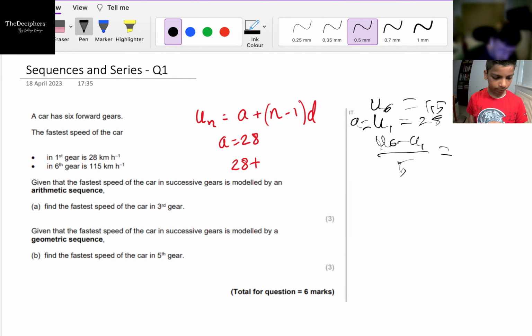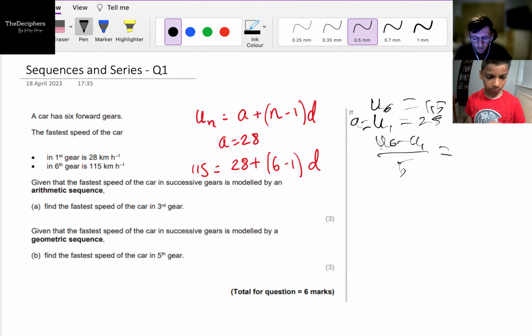U6 is 115. N is 6. And we're working out D. So we've got 115 equals 28 plus 5D. And that's where the 115 take away 28 divided by 5 has come from. Just so we've explained that clearly. We found out that was 17.4. So that's a common difference.